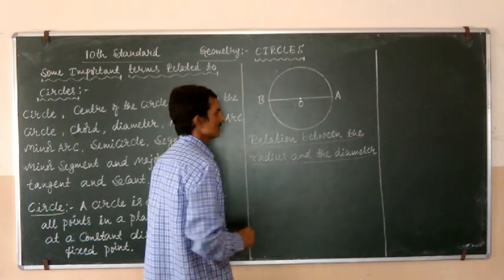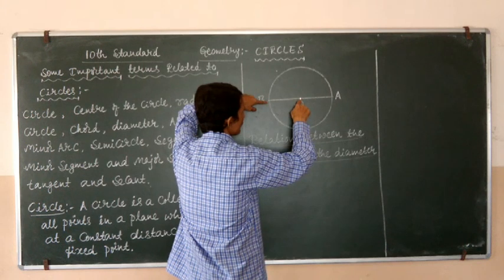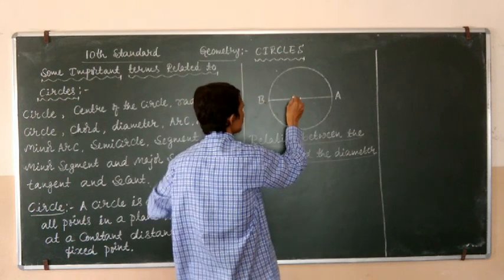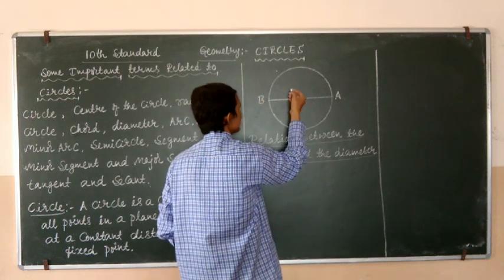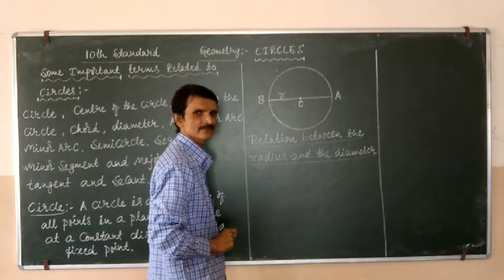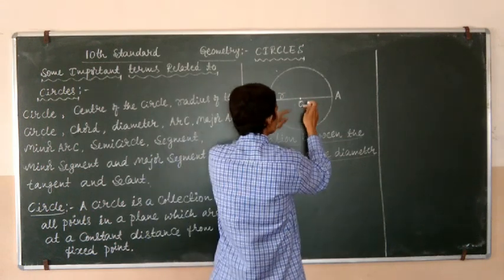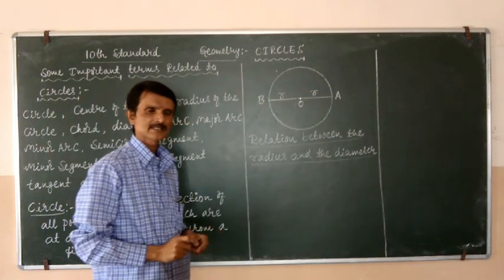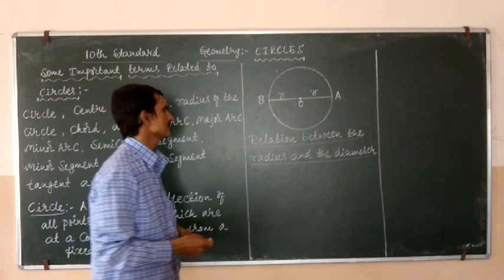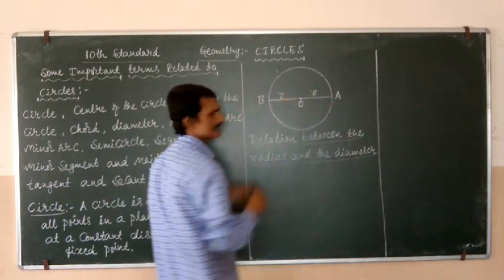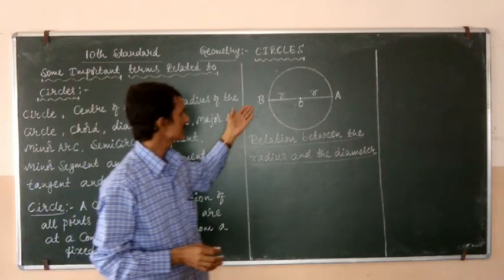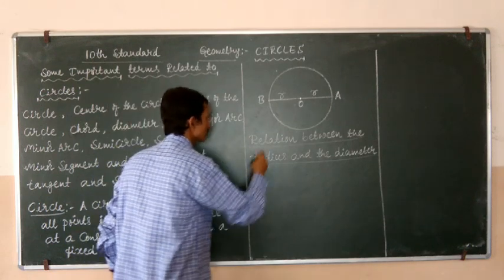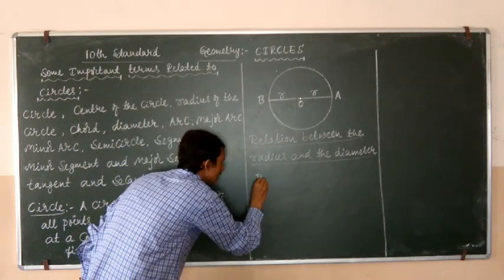So if you observe this, BA or AB, and B and O, by the definition, OB is called a radius. It is represented by R. Similarly, OA is also called a radius. But BA is a diameter because it is a chord which passes through the center of the circle.